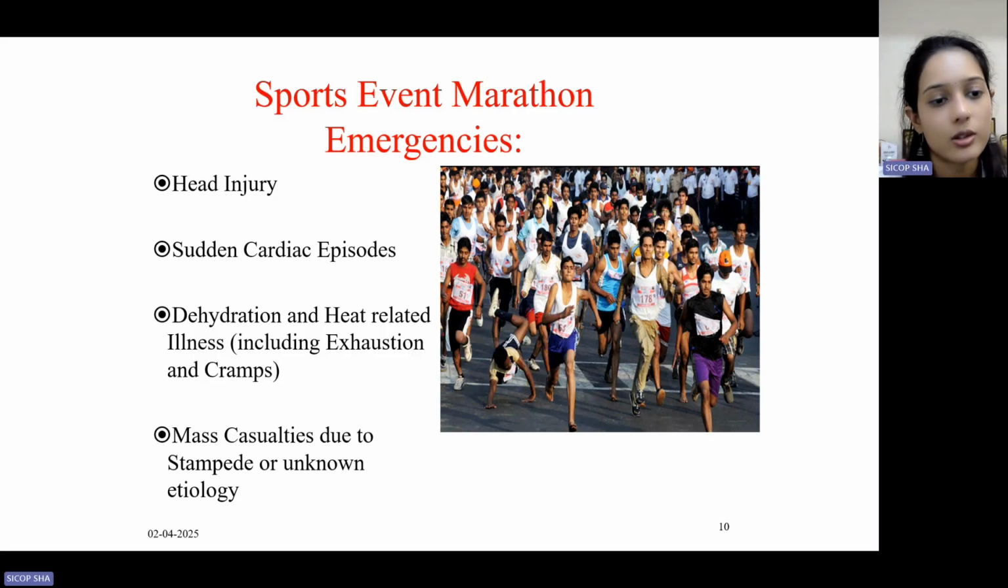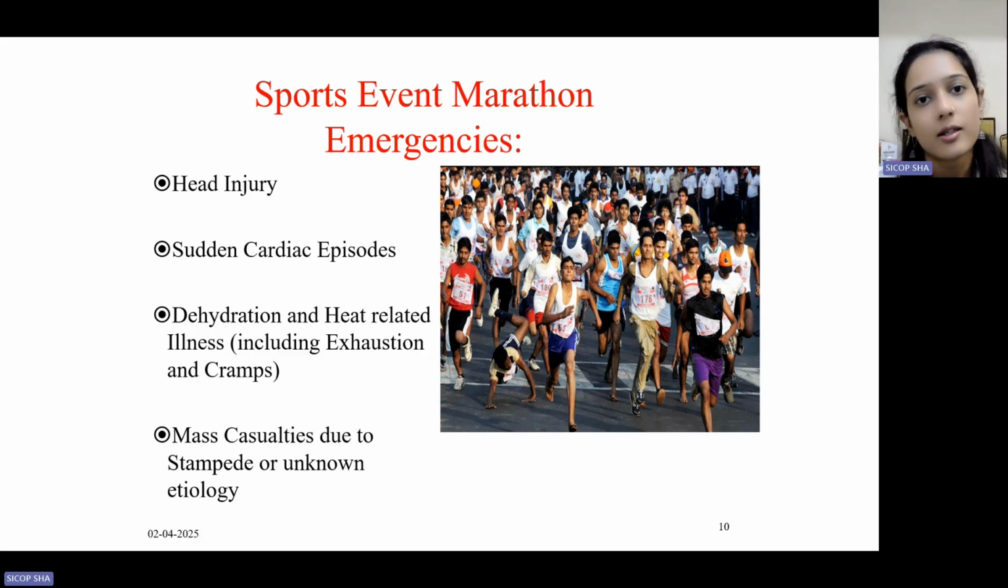So mass casualty due to stampedes: overcrowding, panic, or unexpected incidents such as a gas leak or fire could lead to a mass casualty. So ensure personal safety first. Activate the event's emergency plan, that is your emergency action plan. Notify the authorities, it could be police or fire brigade, immediately. Triage, that is, start the triage method, which is a simple and rapid assessment.